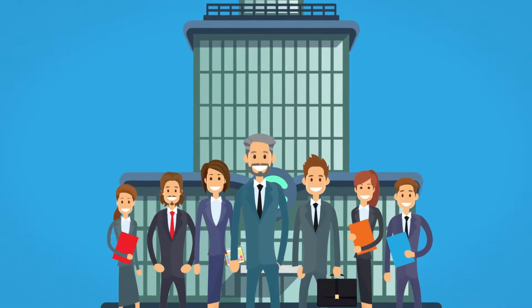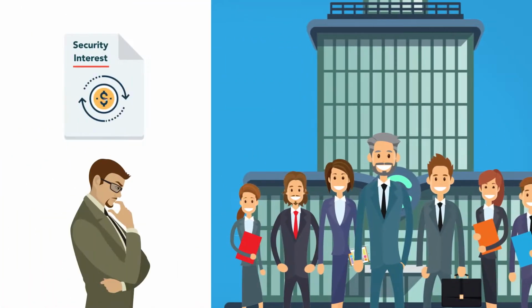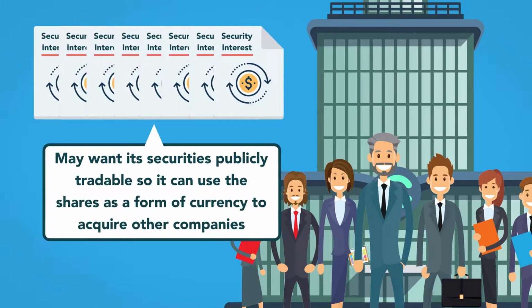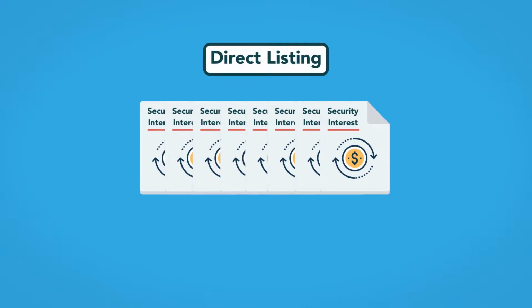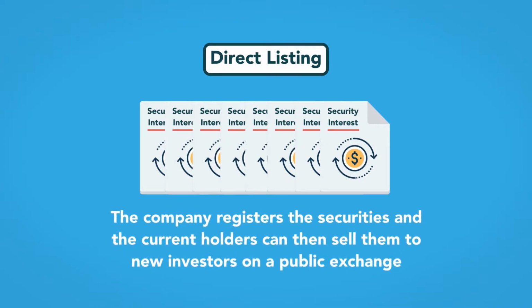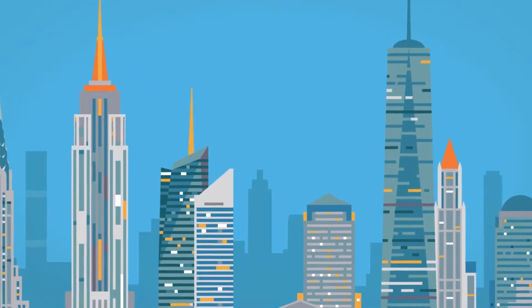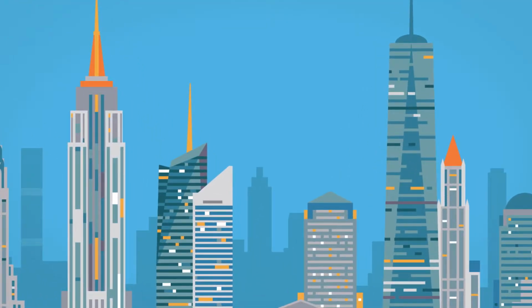If the company grows and becomes well known to the public, its early investors may want to sell their shares to the public rather than relying on the less liquid private markets. Or the company itself may want its securities publicly tradable so it can use the shares as a form of currency to acquire other companies. The company can make these existing securities publicly tradable through a direct listing. The company registers the securities, and the current holders can then sell them to new investors on a public exchange. The exchanges typically limit direct listings to companies that are sufficiently large and established.